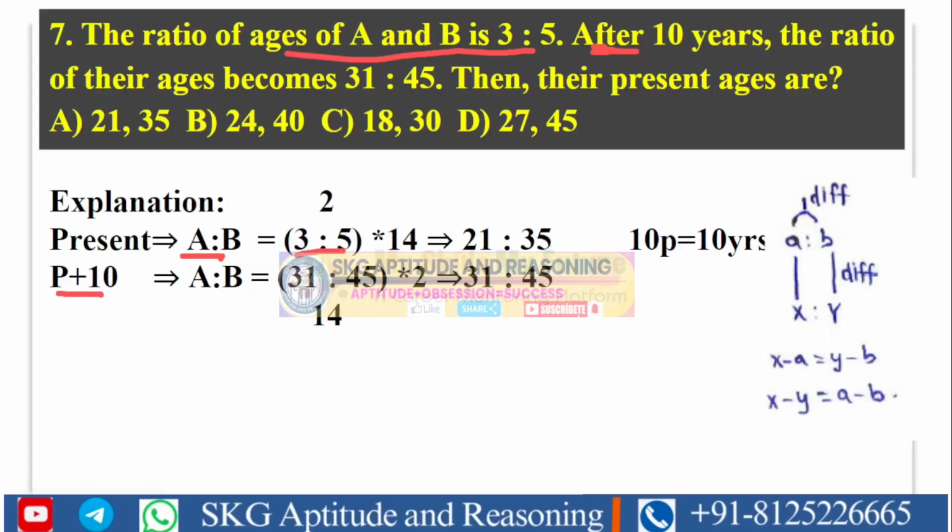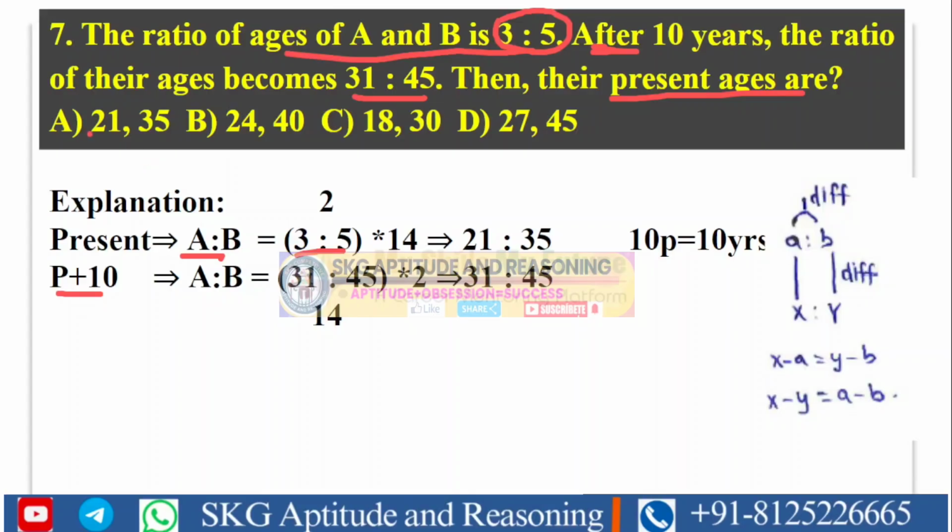For after we add, and for before and ago we subtract. Try to remember that terminology. And after 10 years, the ratio of their ages becomes 31 is to 45. The question asks for the present ages. So without solving, let us see whether we get the answer. The present ages of A and B are a 3 multiple and a 5 multiple. If only a 3 multiple and a 5 multiple were present in the given options, that would be my answer.